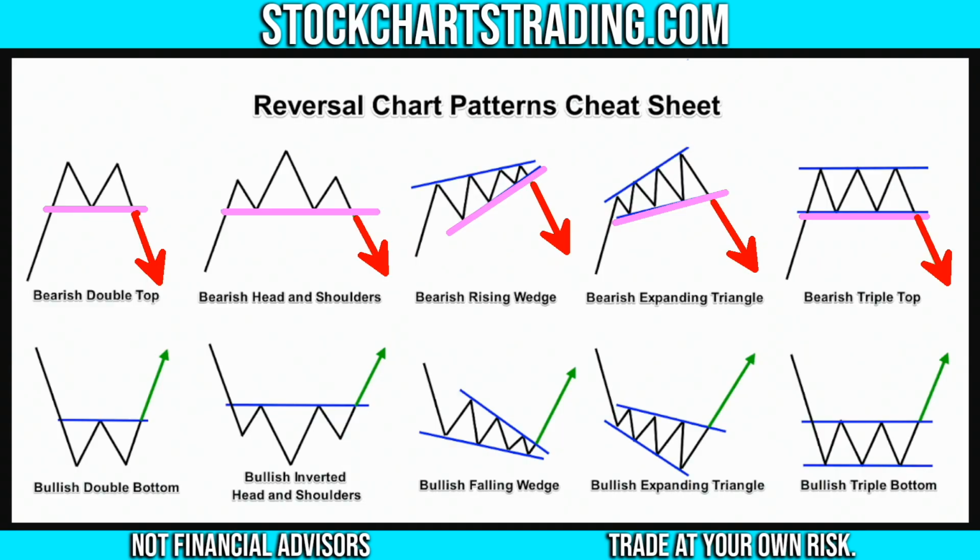Identifying all the pink lines as support of the lows: this one goes horizontal, head and shoulders horizontal. The wedge formation goes diagonally, along with the broadening pattern, and then the triple top comes back horizontal. Once it breaks the pink line, the red arrow indicates that it's now in a bearish trend.